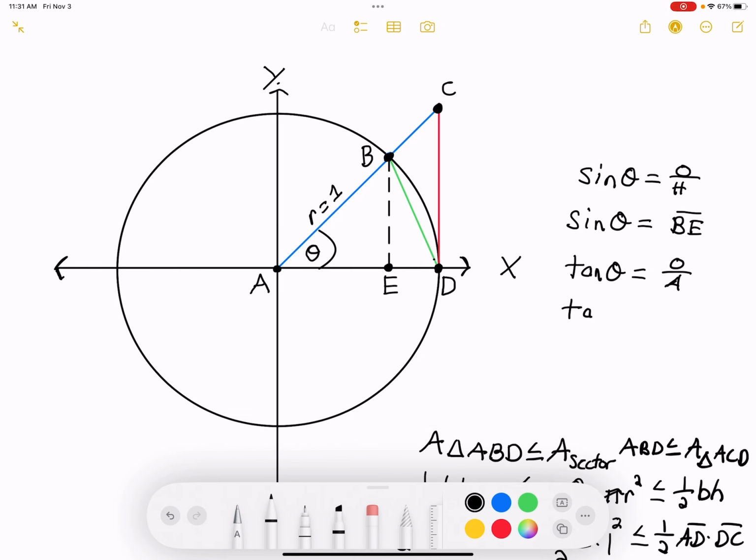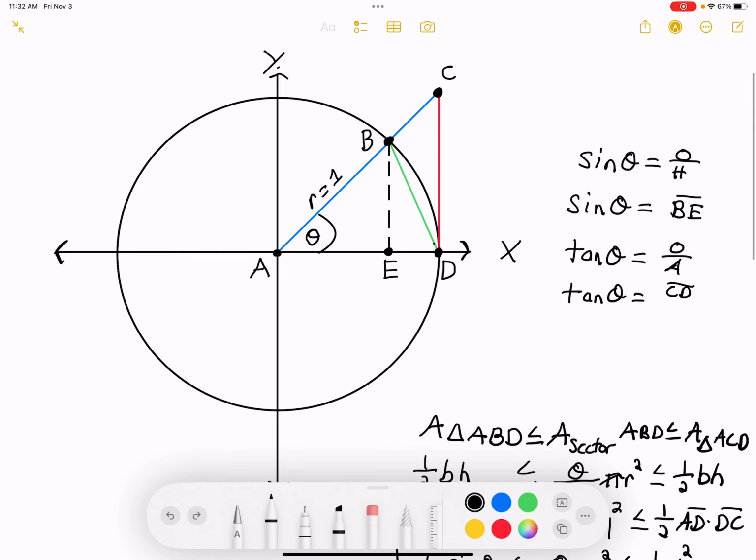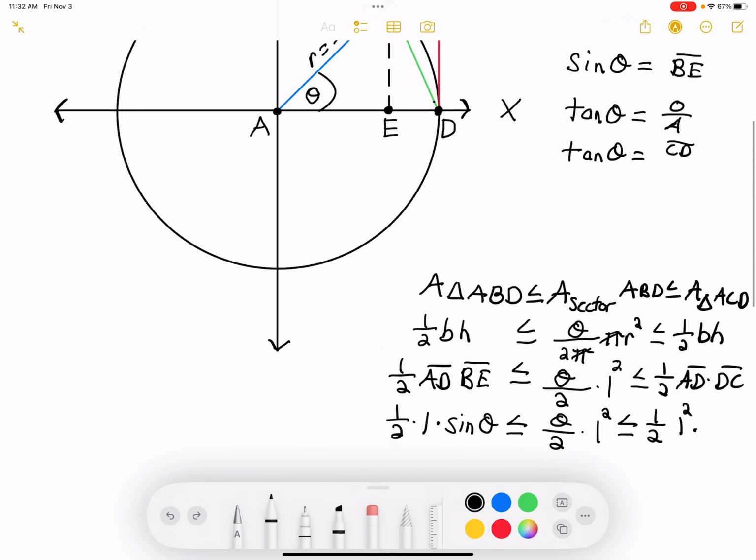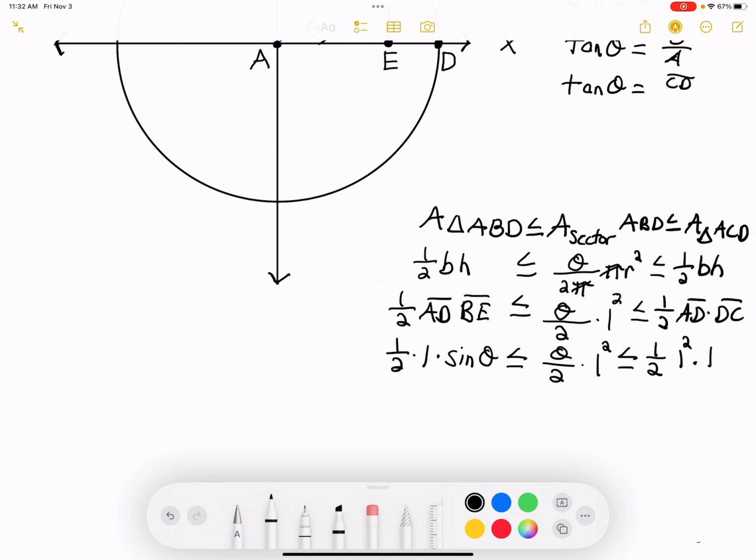Well, in this case, tangent theta is the opposite line segment CD over the adjacent line segment AD. We already know what that is. That's 1. And so CD over 1 is just line CD. And so the length of this segment CD is simply tangent theta. And we could just plug that in here.